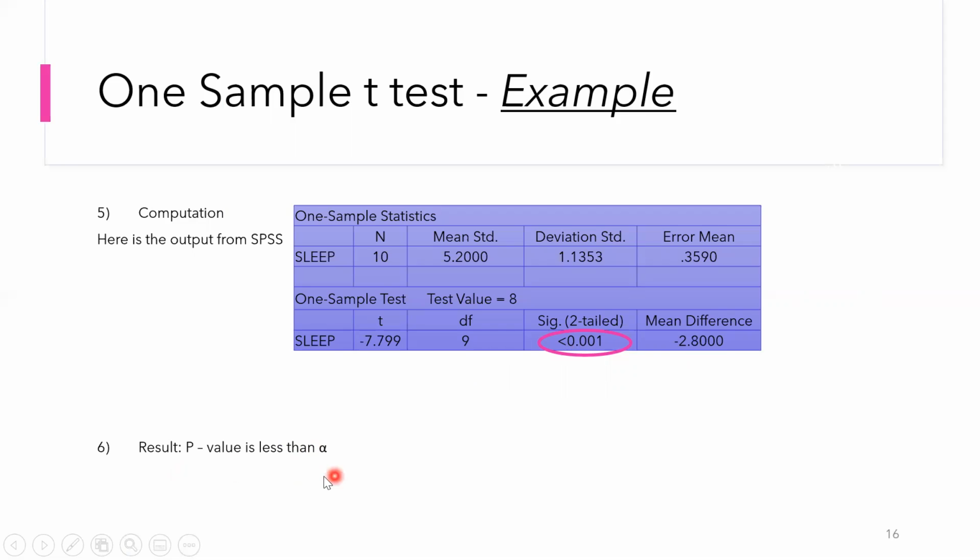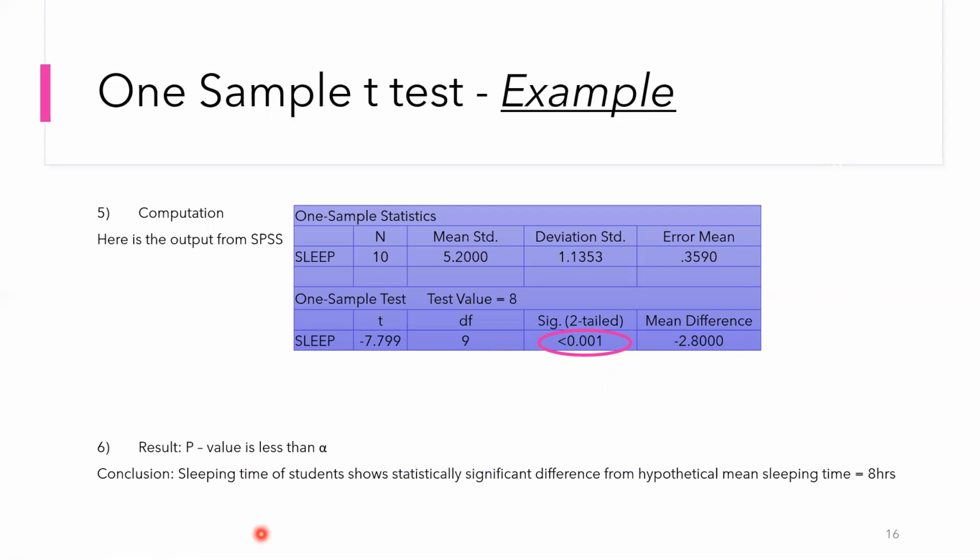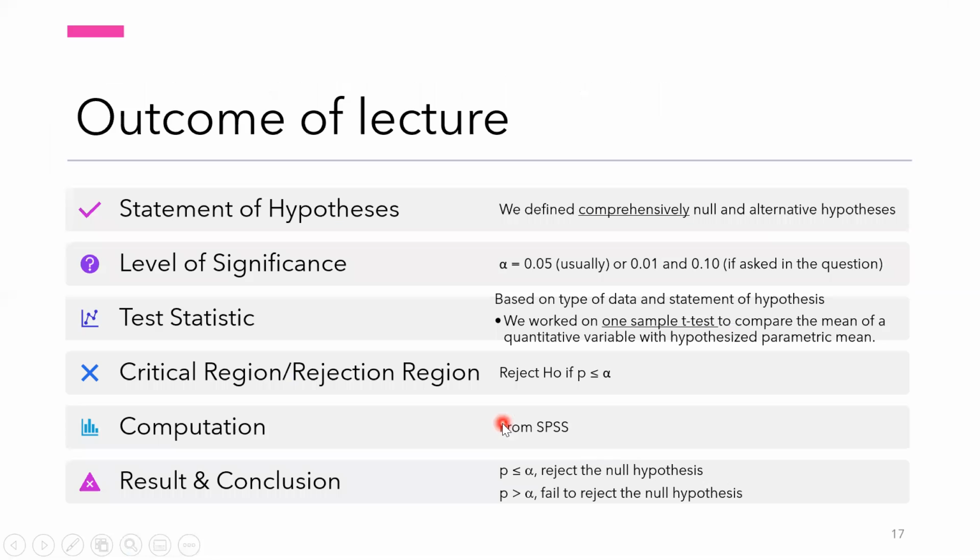So the result is that the p-value is less than alpha, which is 0.05, defined in the second step. So the conclusion is that the sleeping time of students is statistically significantly different from the hypothesized mean, because we reject the null hypothesis. So this is our practical application of the t-test when we are working with hypotheses.